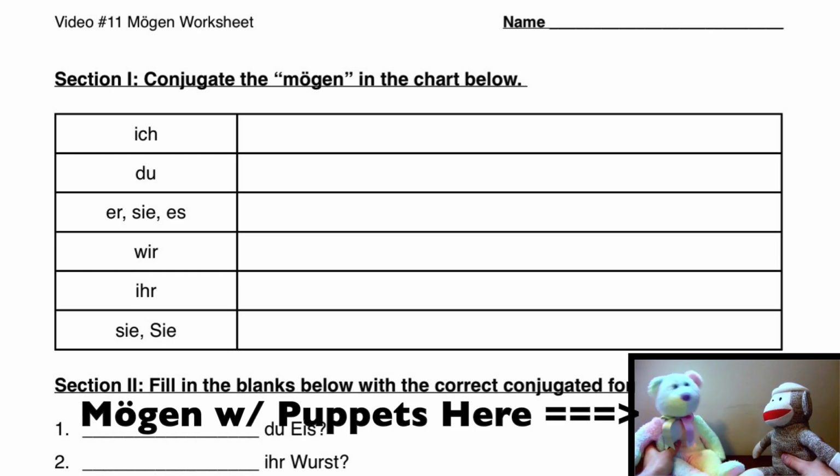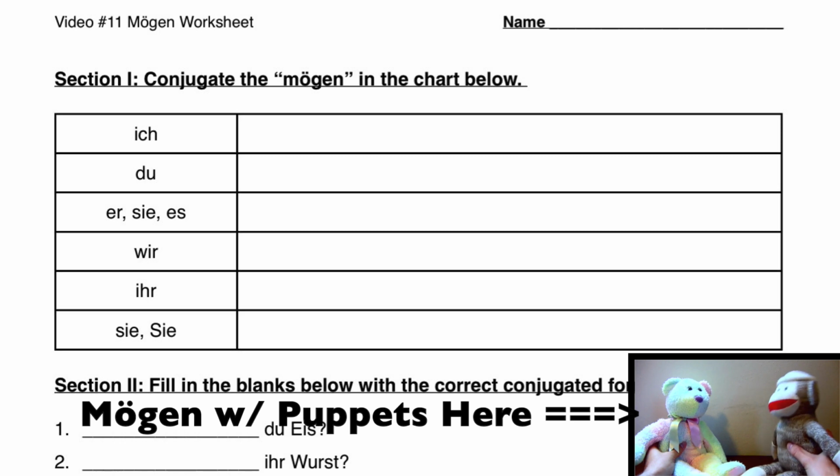Hi everybody! Today we're going to be covering two worksheets instead of the usual one because these two are very similar. This one is about mögen, the modal auxiliary, and möchten, the subjunctive form of the same verb. So, let's go ahead and get started.